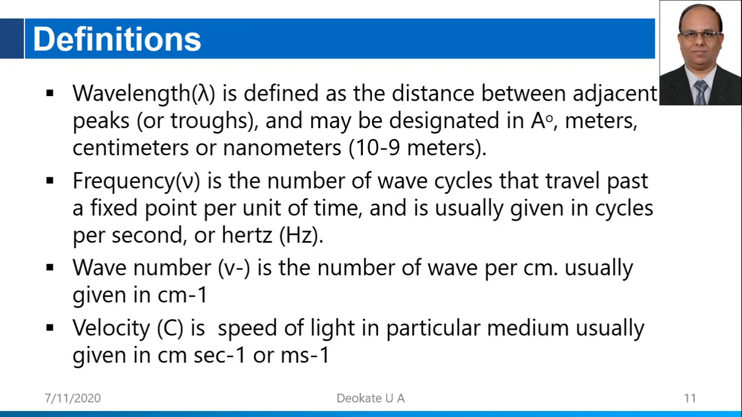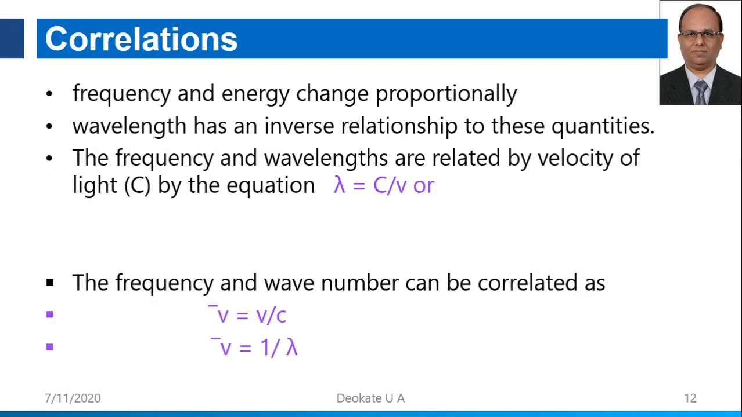Another characteristic is velocity, which is given as c. It is the speed of light in a medium, usually given in centimeters per second or meters per second. So these are certain definitions, you need to learn them by heart. Then we will have certain correlations between the characteristics.